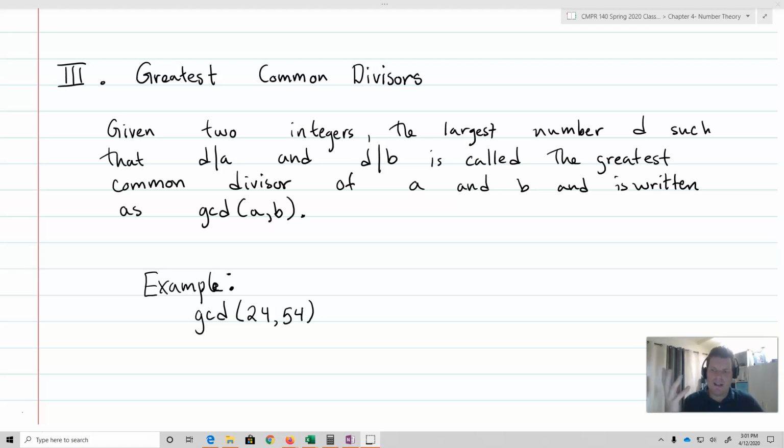So let's first start with a definition. Given two integers, the largest number d such that d divides a and d divides b is called the greatest common divisor of a and b and is written as the GCD of a, b, all right?